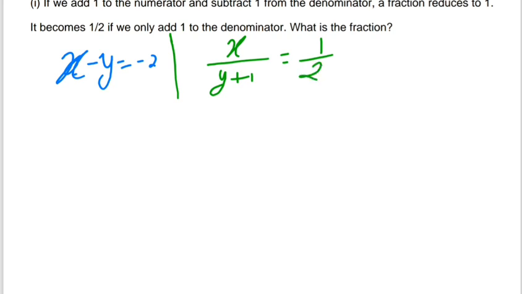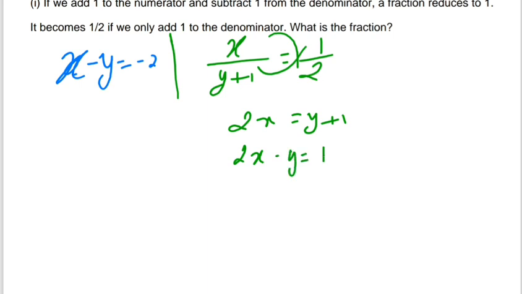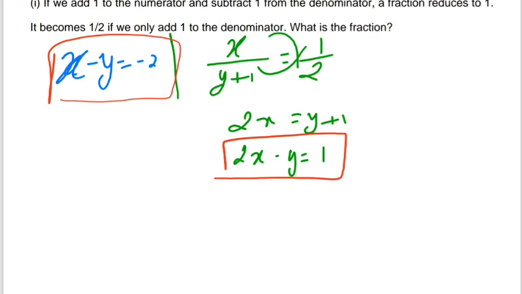So let's cross multiply it. 2x is equal to, like this, butterfly method, y plus 1. So taking the variables to one side, 2x minus y is equal to plus 1. So this is our second equation.